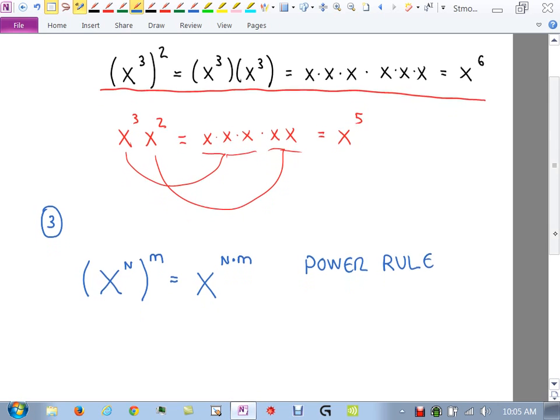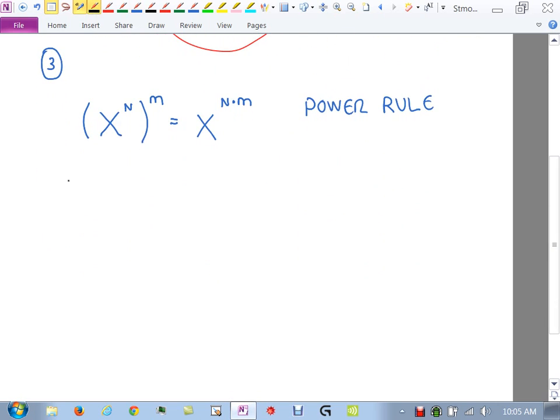So let's see this thing in action. As an example, what would 3 squared cubed be? Use the rule. What does the rule tell us this would be? Three to the 6th power. So we're multiplying 3 times 2.